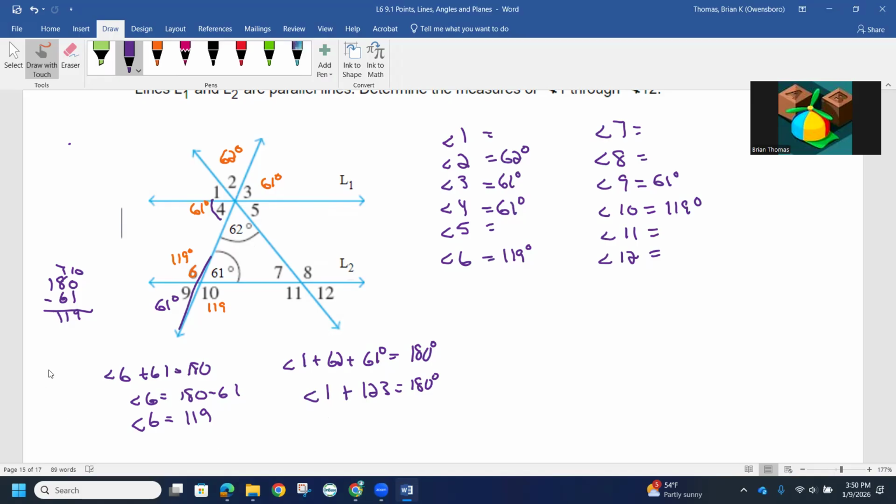So now I have 180 take away 123. So this is a 10. So 7, I borrowed 7, 1. That's just going to be 57, isn't it? So 50, yep. 57 does seem correct. So if you need to double check the calculator, please do. So angle 1 is going to be 57 degrees.